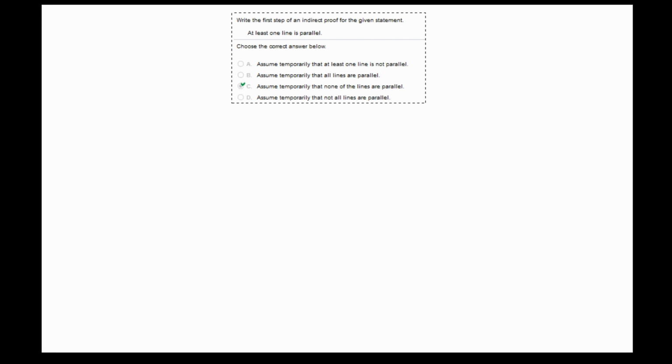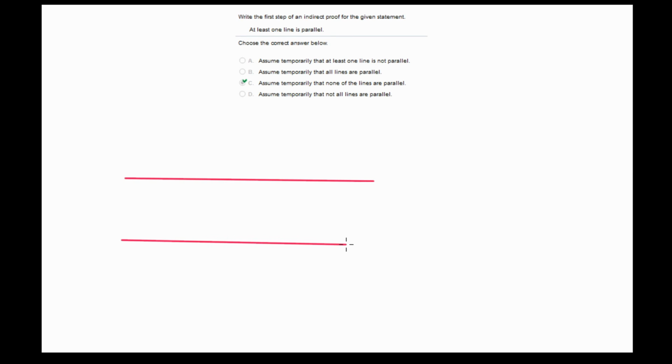All right, let's look at writing the first step of an indirect proof. Remember, indirect proof is we're aiming for a contradiction. So our statement is at least one line is parallel. So if I have three lines, let me switch to the writing tool. So I have line 1, I have line 2, and I have line 3. So it says at least one line is parallel.